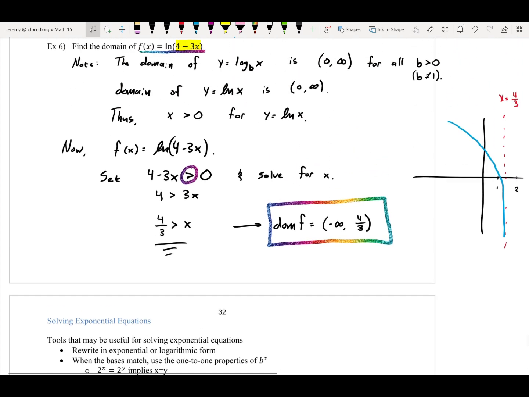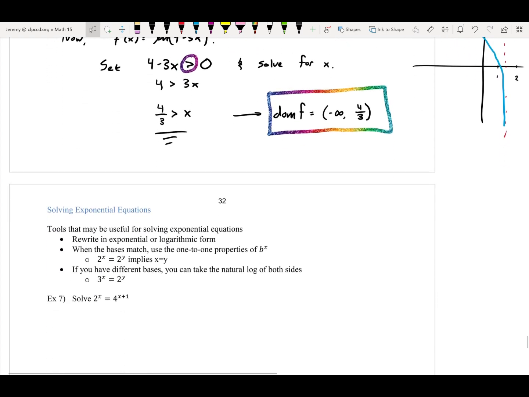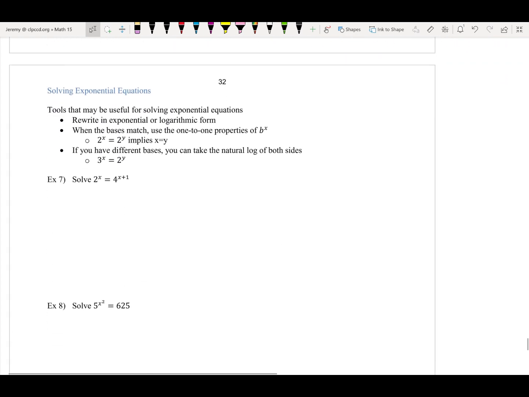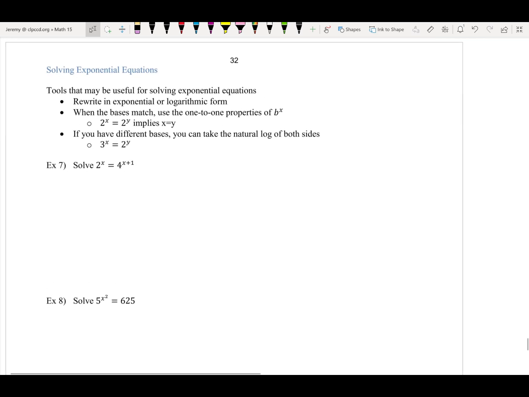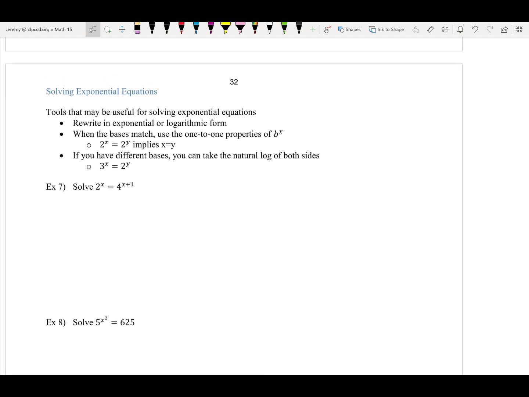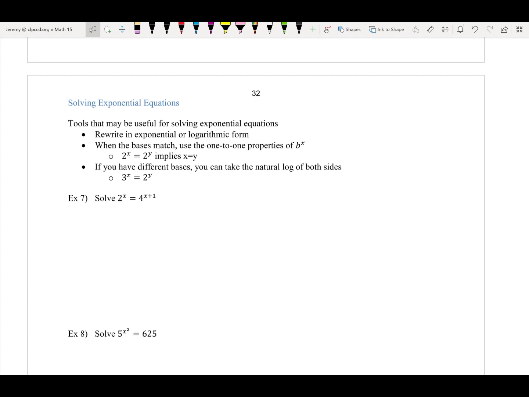Okay, so that's it for just our initial review of logarithmic functions. Next, we're going to shift gears a little bit and talk about solving exponential equations. So exponential equations are equations which involve variables in the exponent's place, and we want to be able to solve for those variables and assign values to them.